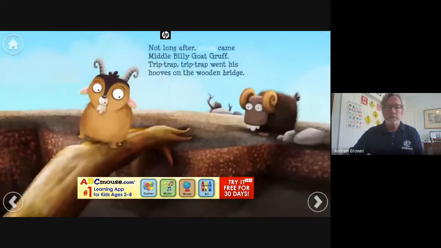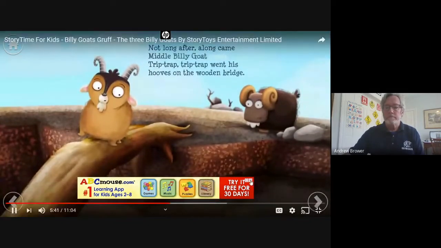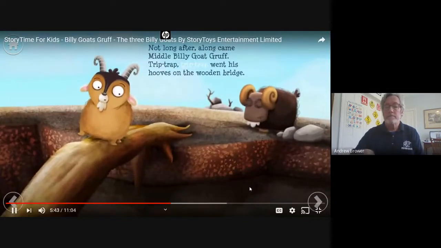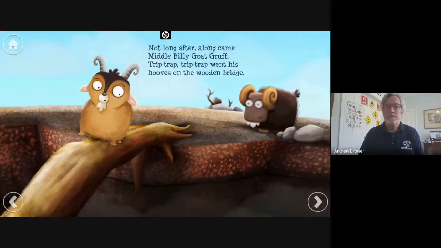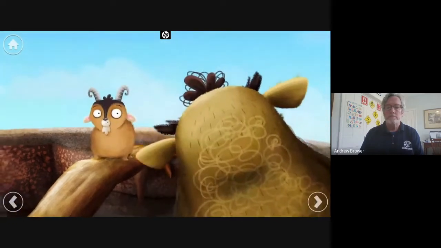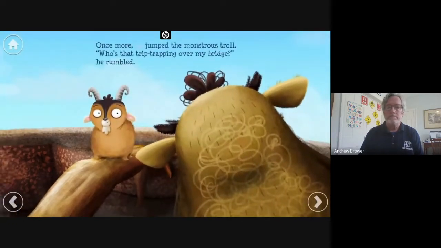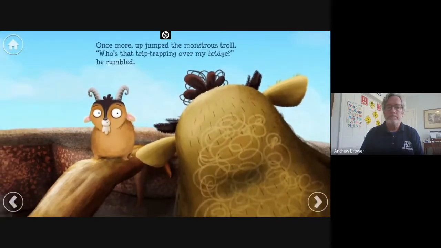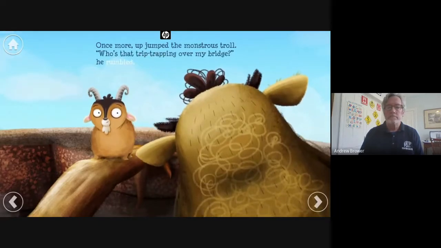Not long after, along came Middle Billy Goat Gruff. Trip, trap, went his hooves on the wooden bridge. Once more, up jumped the monstrous troll. Who's that trip-trapping over my bridge? He rumbled.